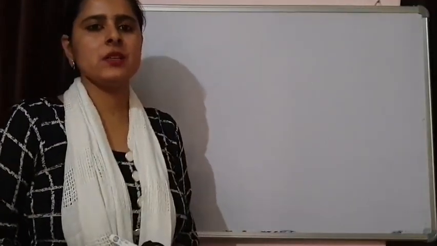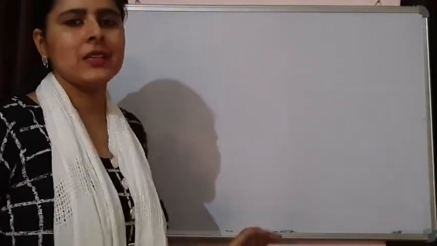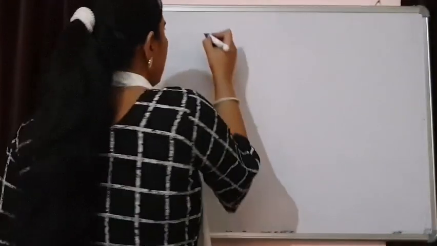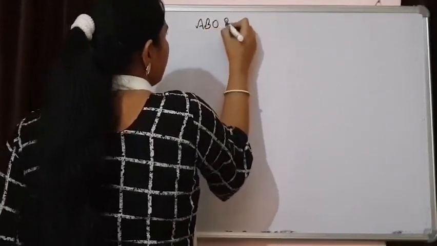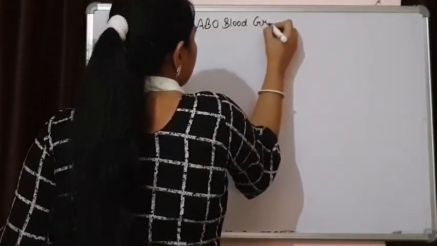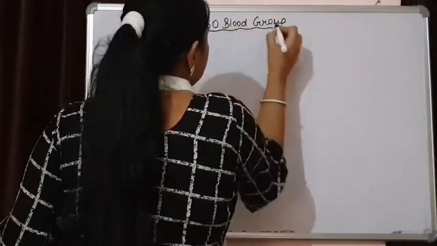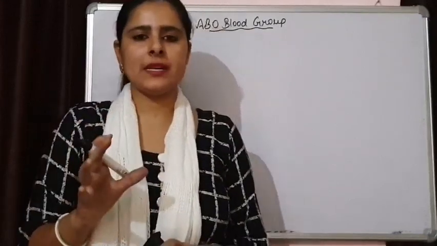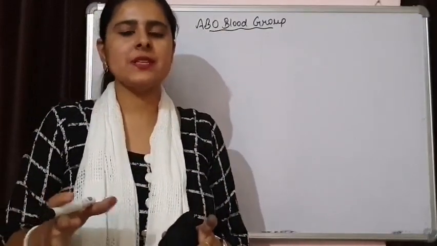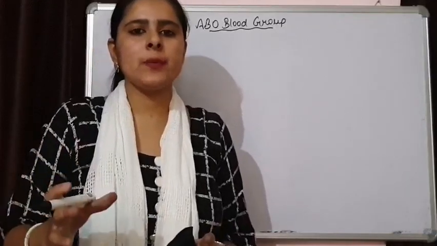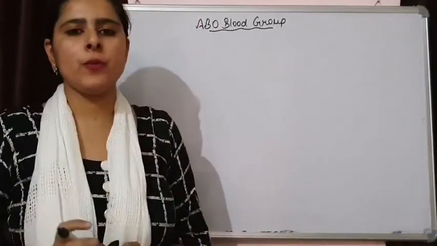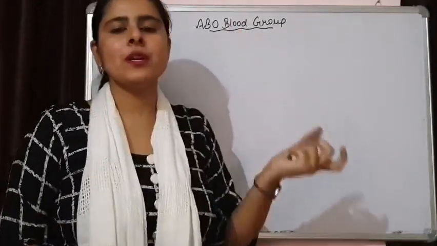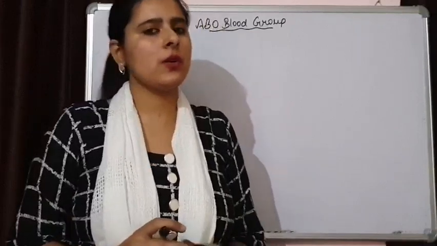Good morning, students. We are going on with our third chapter, that is body fluids and their circulation. And today we are going to talk about ABO blood group system. ABO is not the only type of blood group that is present. There are a lot more types of blood group, but because almost 80% of the population is showing ABO blood group system, that's why we are going to talk about this blood group system.